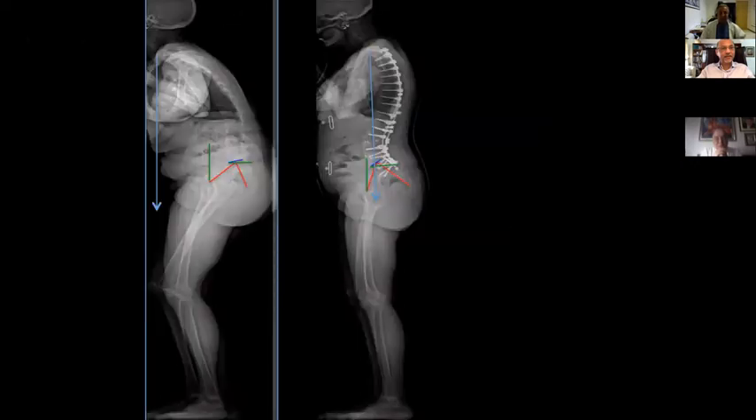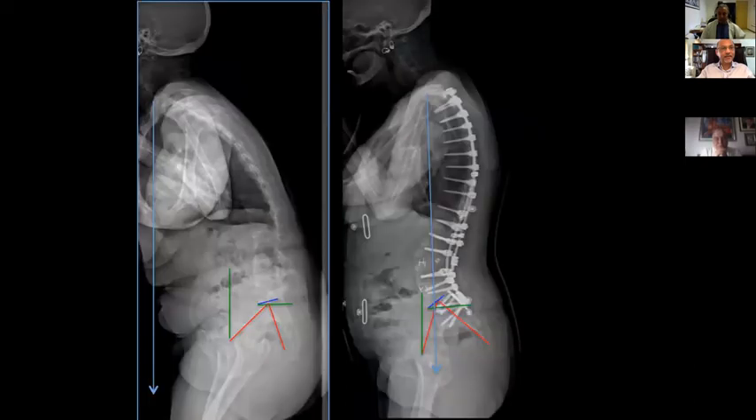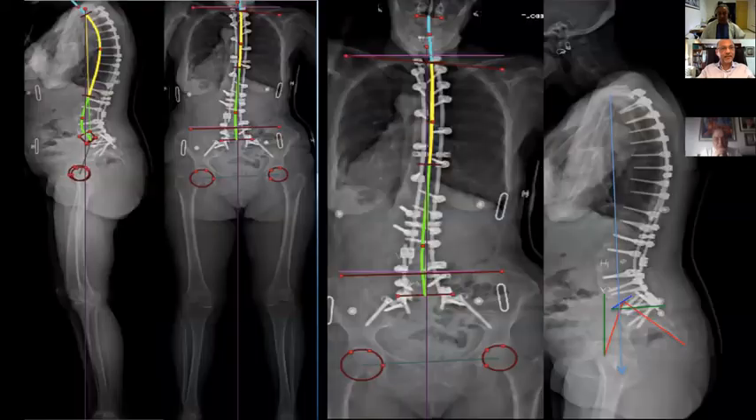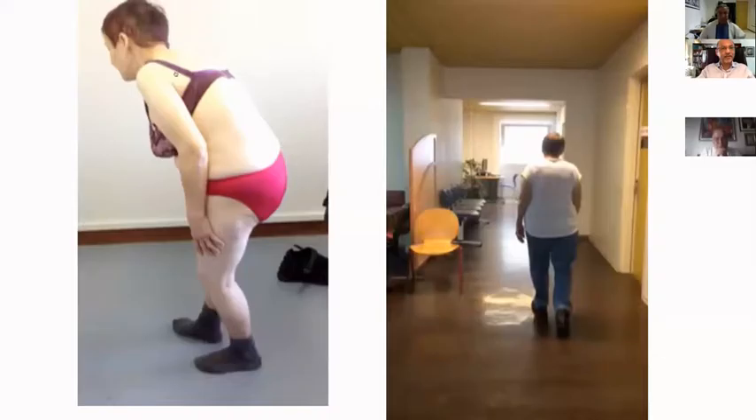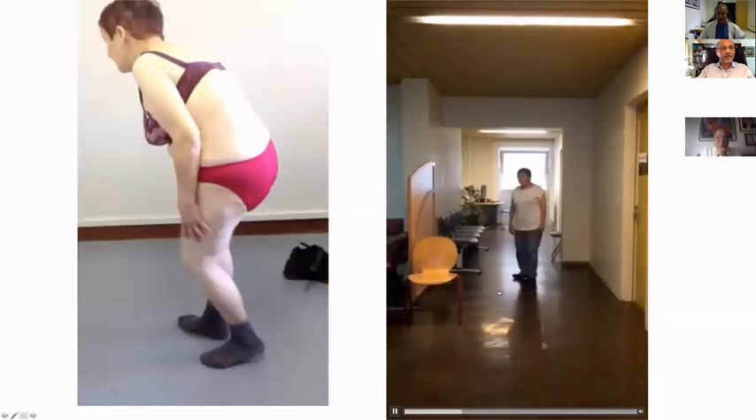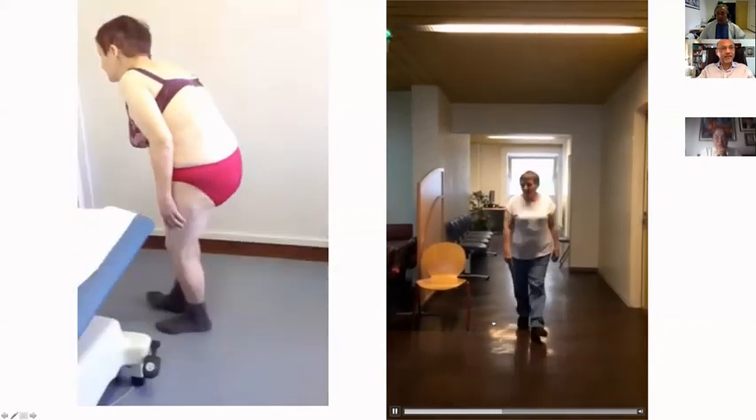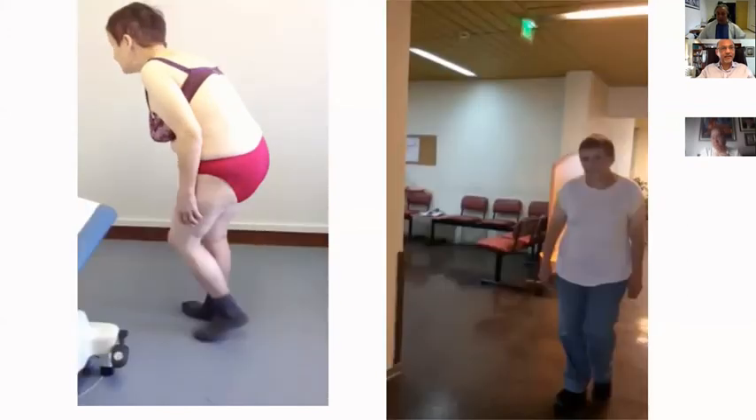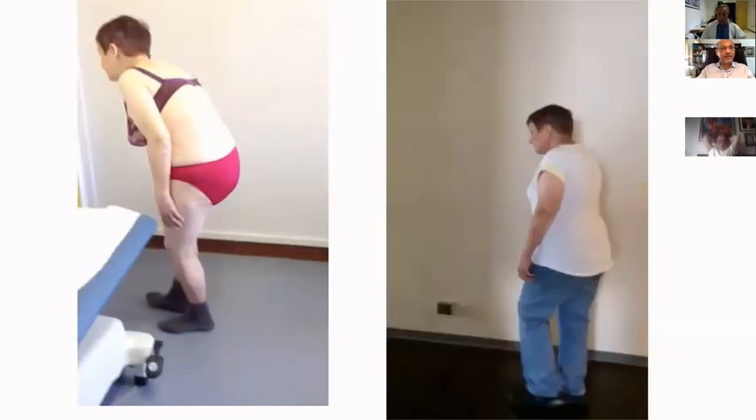So this is the post-op x-rays here, and you can see that the retroversion is completely reduced. And this is the patient preoperatively, and you can see the patient a year after surgery having a better and more fluent walking, and she gets back to a better quality of life.